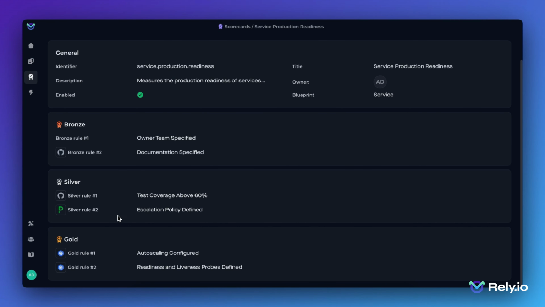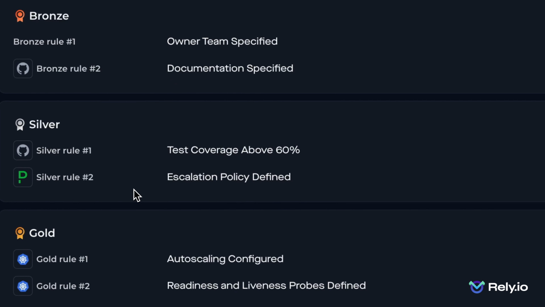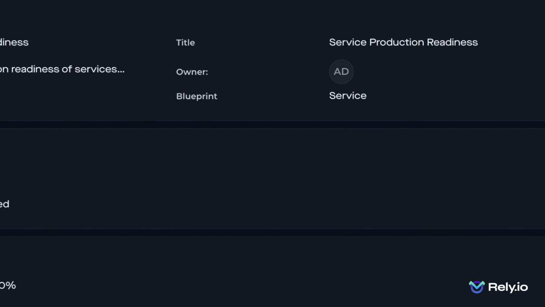The first one is that the specified rules use insights from various tools, allowing you to easily adapt them to your tech stack through our built-in plugins. The second is that this specific scorecard applies to the service blueprint. This flexibility is crucial because you can create scorecards for any blueprint in Rely.io.